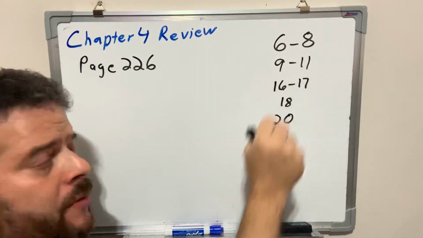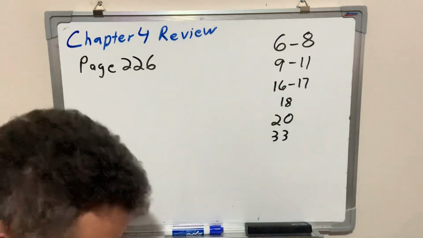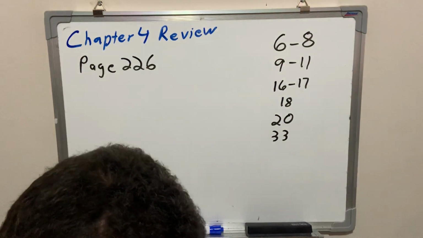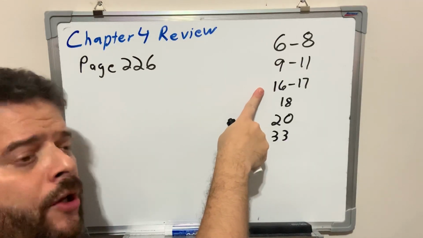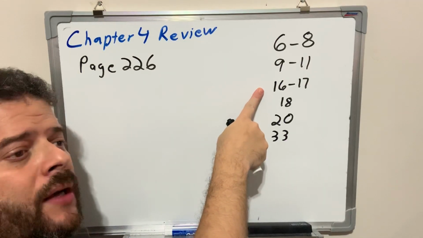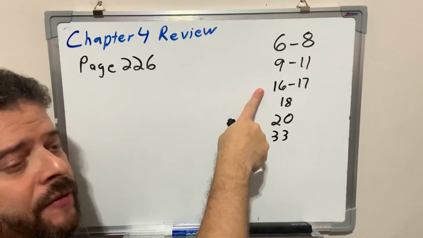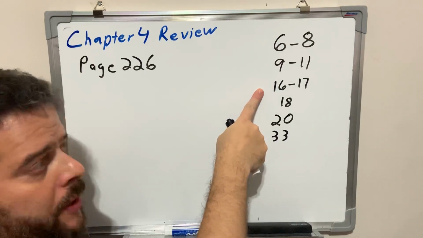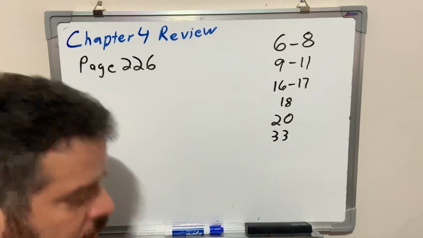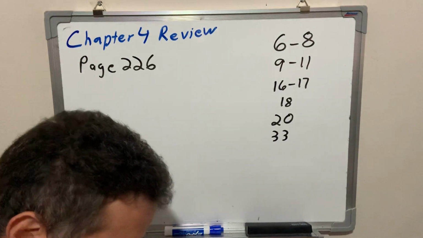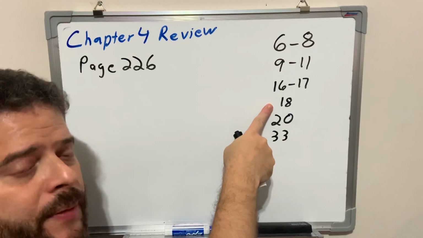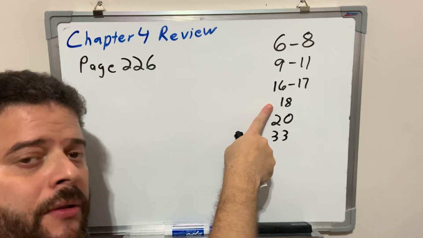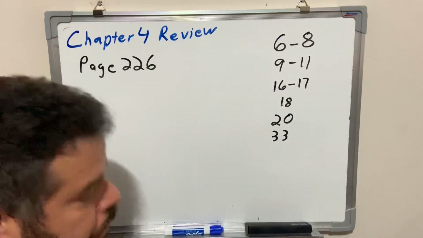9 through 11, which is multiplying polynomials. 16 through 17, synthetic or long division. You'll realize that one has to be done via long division. The other one is your choice. I recommend you do one long and one synthetic division. Number 18 is the remainder theorem, using synthetic division to evaluate a polynomial given, finding the remainder.